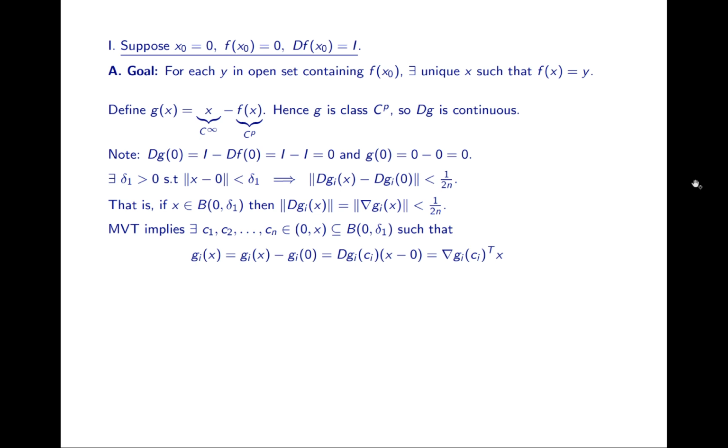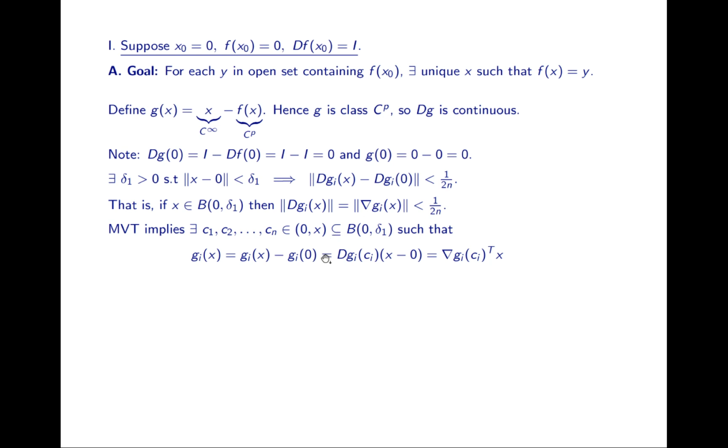So the mean value theorem implies there exists a list of vectors in the open line connecting 0 and x. And because x is in a ball centered at 0 with radius delta 1, then so is that open line from 0 to x, and therefore so are all these vectors c1 through cn. And the mean value theorem tells us that gi of x, which equals gi of x minus gi of 0, because gi of 0 is 0. Remember, g of 0 equals 0.